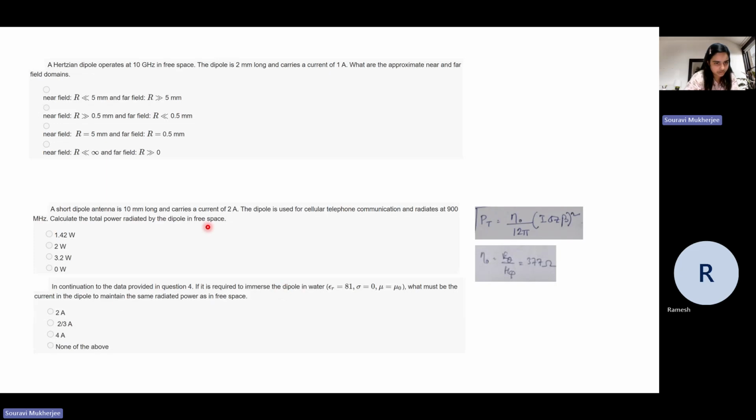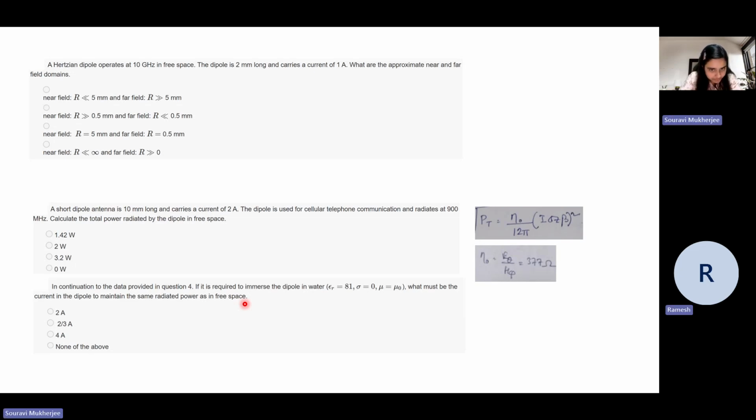The next part says that in the same question, if you immerse the dipole in water, the medium property is changing, where mu equals mu naught, so the permeability is not changing, but the dielectric constant is. Now it says what must be the current in the dipole to maintain the same radiated power as in free space. Any idea how to solve this? If you have an idea, you can say. The same power equation, but I is unknown, right?